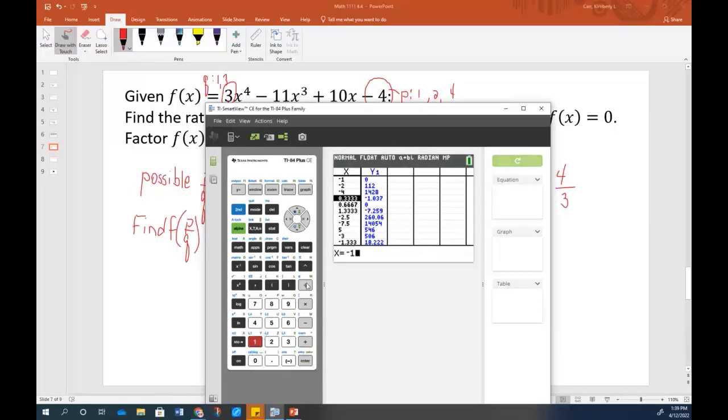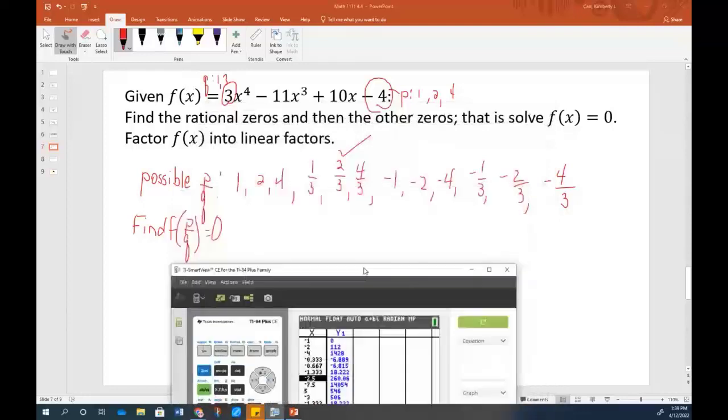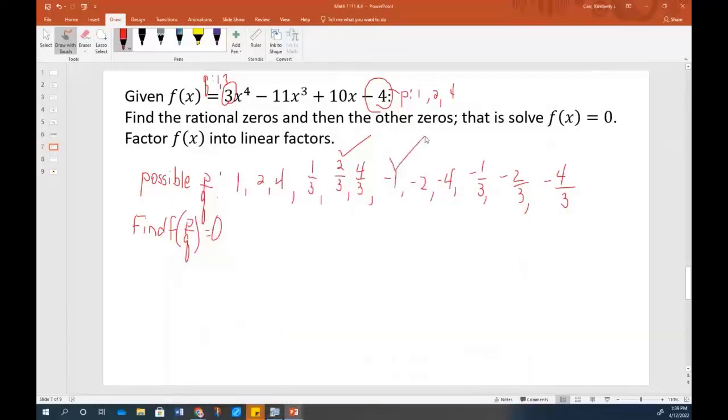Then I had -1/3, -2/3, and then -4/3. So I did get a second 0 though at -1. Now those are the only 2 I got.